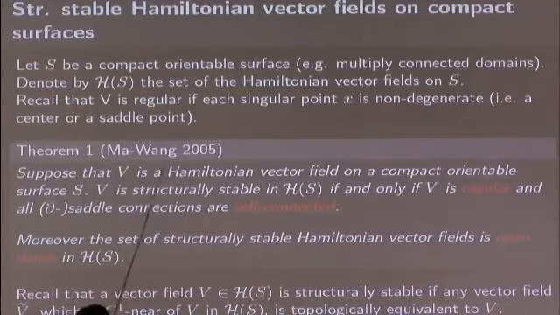And in 2005, Ma and Wang showed this fact. Suppose V is a Hamiltonian vector field on a compact oriented surface. V is structurally stable in H(S) if and only if V is regular, has no boundary saddle connection, and every saddle connection is self-connected. So now I explain self-connected.